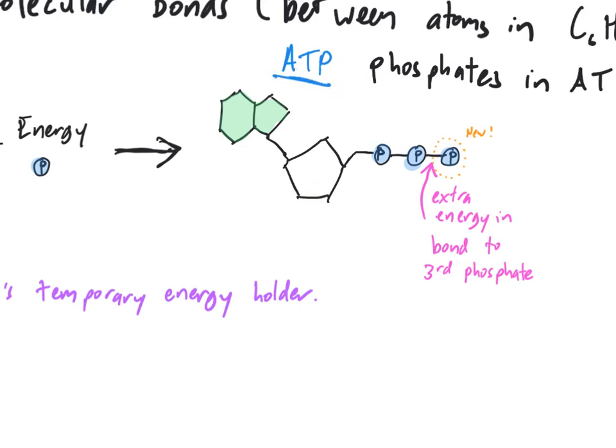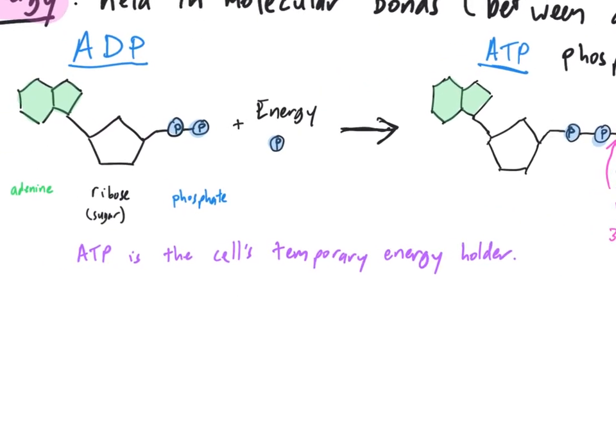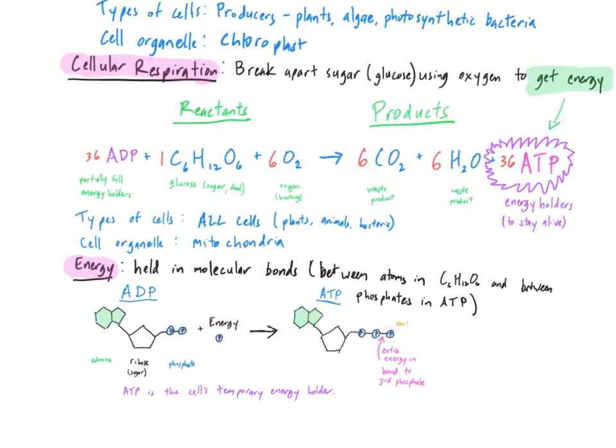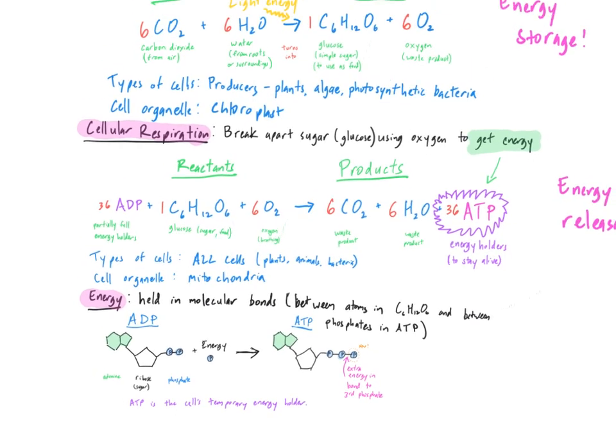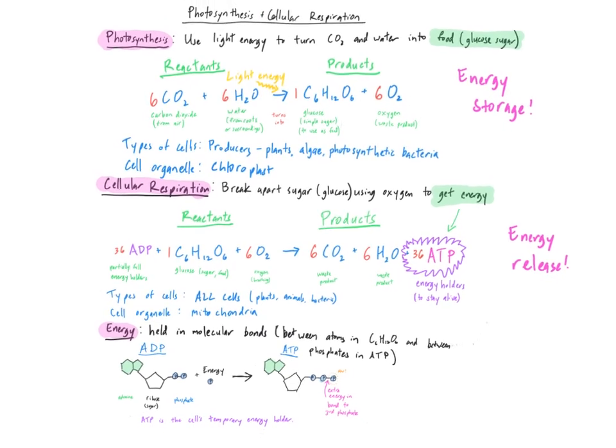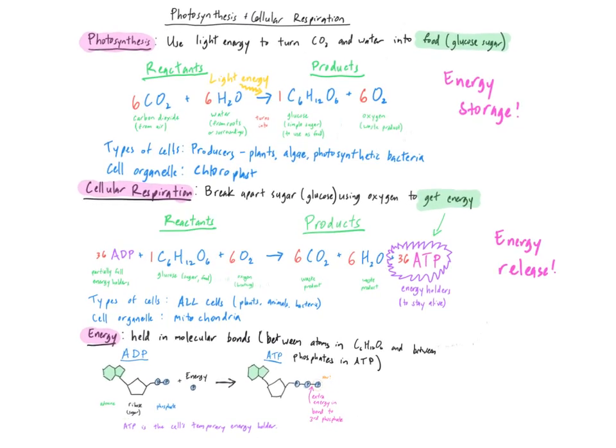So our big idea here is that ATP is the cell's temporary energy holder. ATP holds the energy for a short period of time, and then it's used for something that helps keep you alive. So that is why we're doing photosynthesis and respiration, to take the light energy from the sun, turn it into food that we can store, and then eventually use it again in cellular respiration to keep us alive. So we've got energy storage in plant cells and producers, and then energy release in all cells.